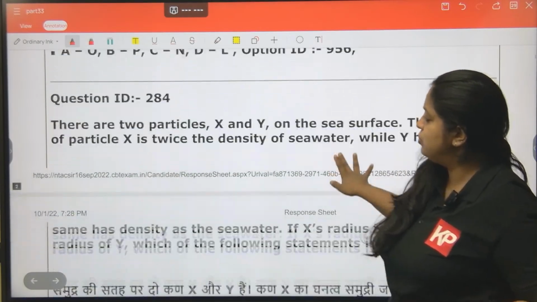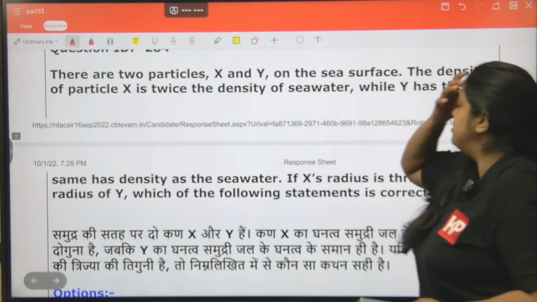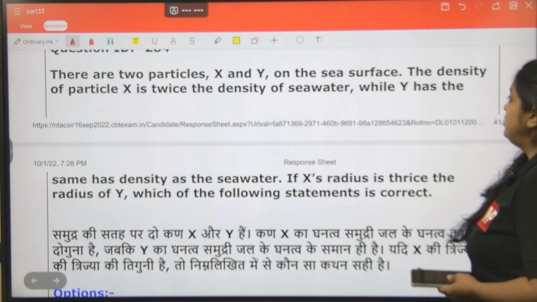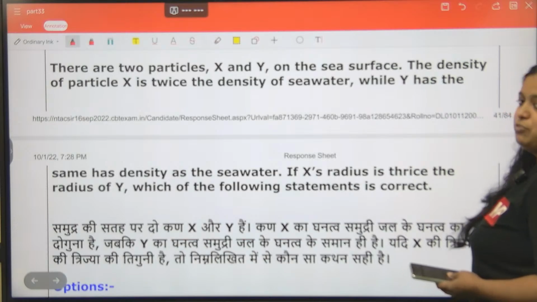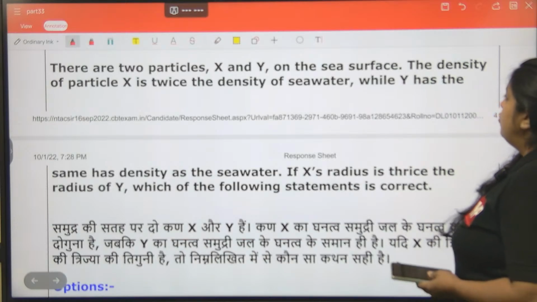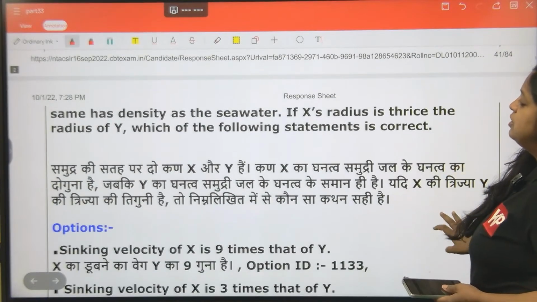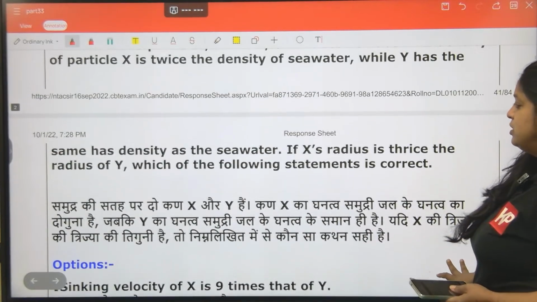Now, there are two particles X and Y on the sea surface. The density of particle X is twice the density of seawater, while Y has the same density as the seawater.